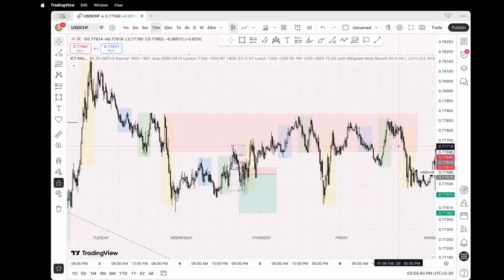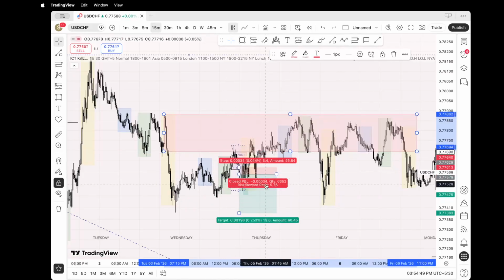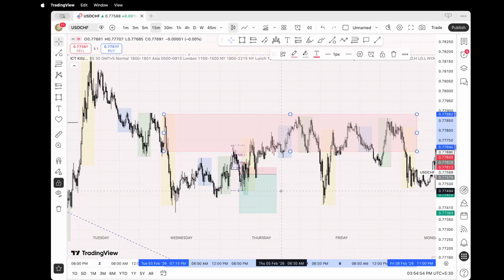So this was a 45-minute order block. It entered the order block and it gave a 3-minute change of character, and I entered the trade. As simple as that. And then it blew away. It kept on going up.